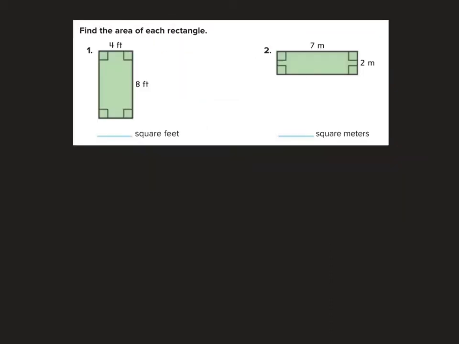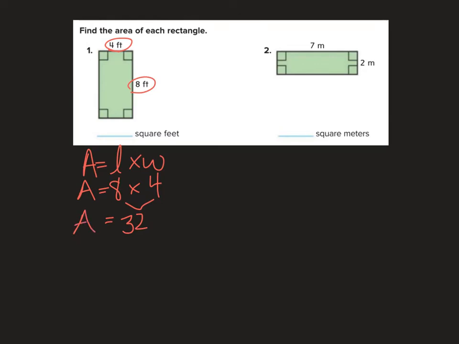Okay, let's do it again here. Capital A equals L times W. 8 for L, 4 for W. Bring everything else down. 8 times 4 is 32. Okay, so the area of this shape is 32 square feet. Let's write our formula.